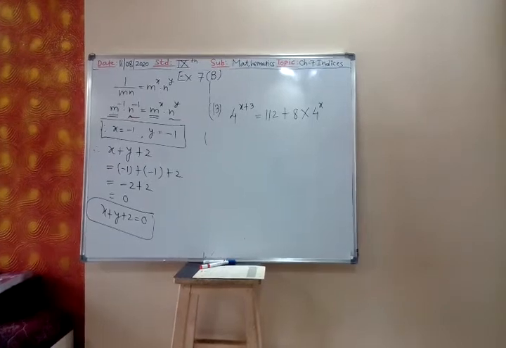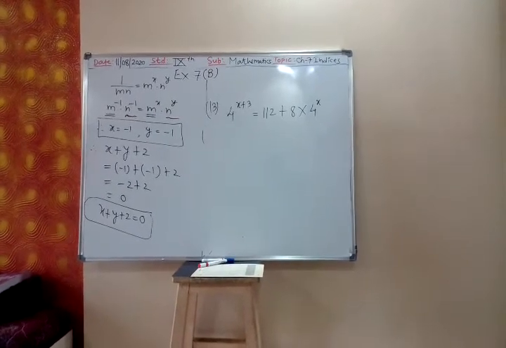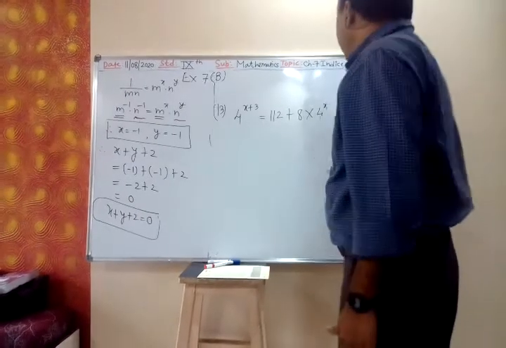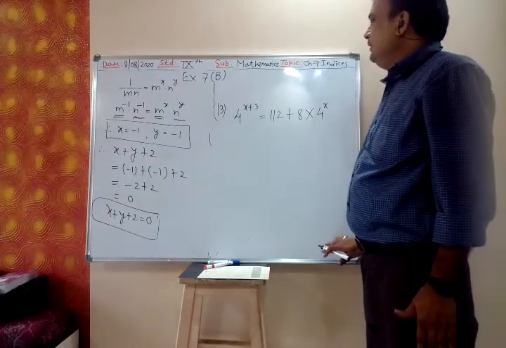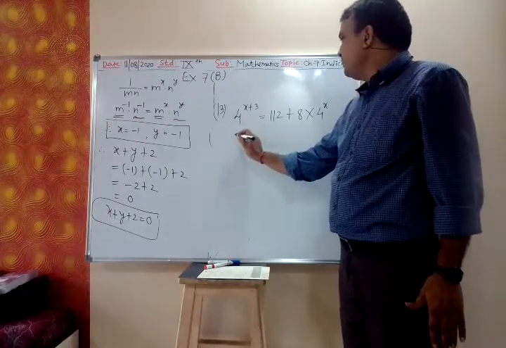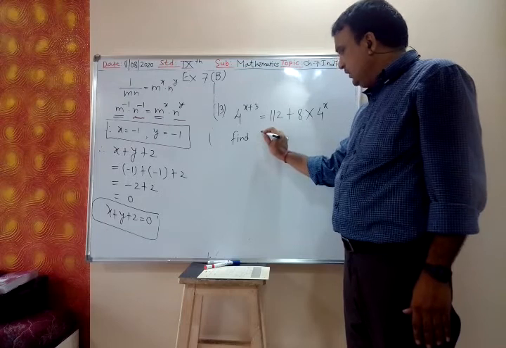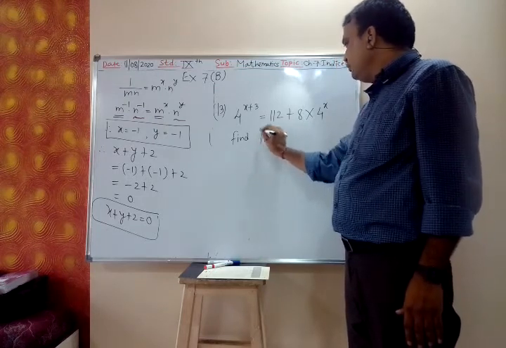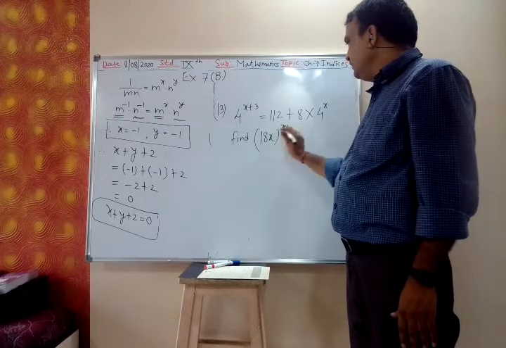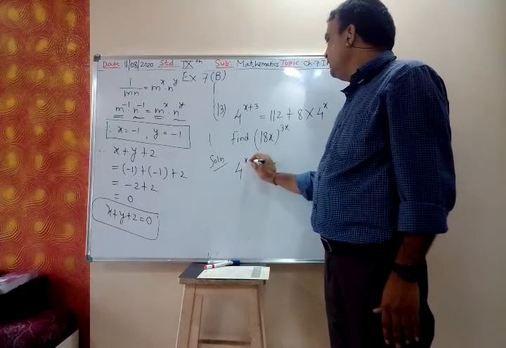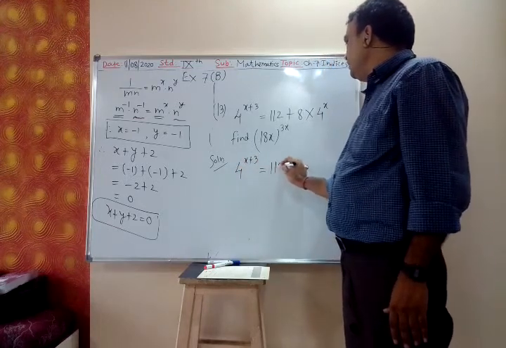No problem. Now it is clear? Okay. See, these are technical. So 4 raised to x plus 3. Find the value. Wait. Find the value of 18x raised to power 3x. Find the value. So let us solve this. 4 raised to x plus 3 is equal to 112 plus 8.